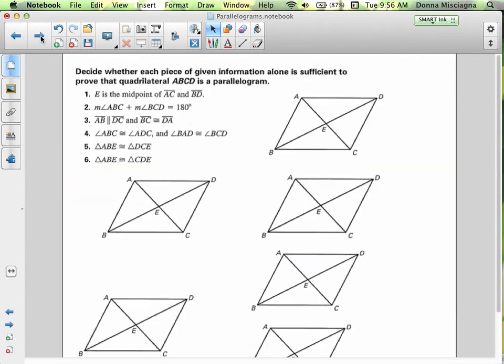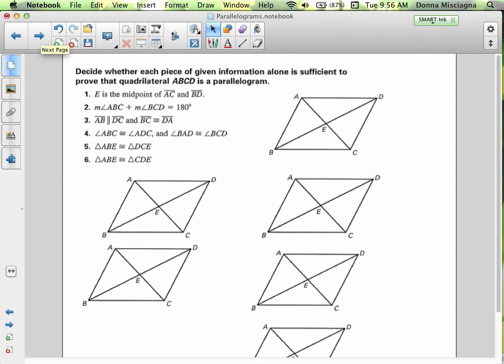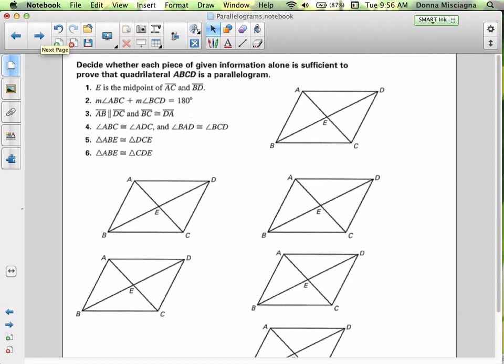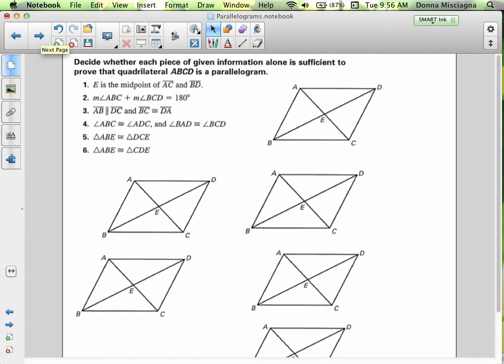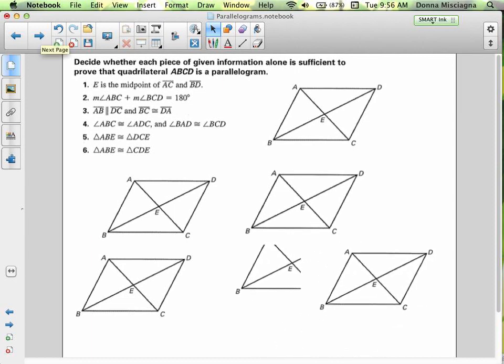All right. So we're going to decide whether each piece of information is sufficient. And I believe you have this in your notes as well. All right. Boy, these are flying all over the place. I'll work on getting these in a nice order. I think I'm going to have to put it back the way it was and just scroll the page.